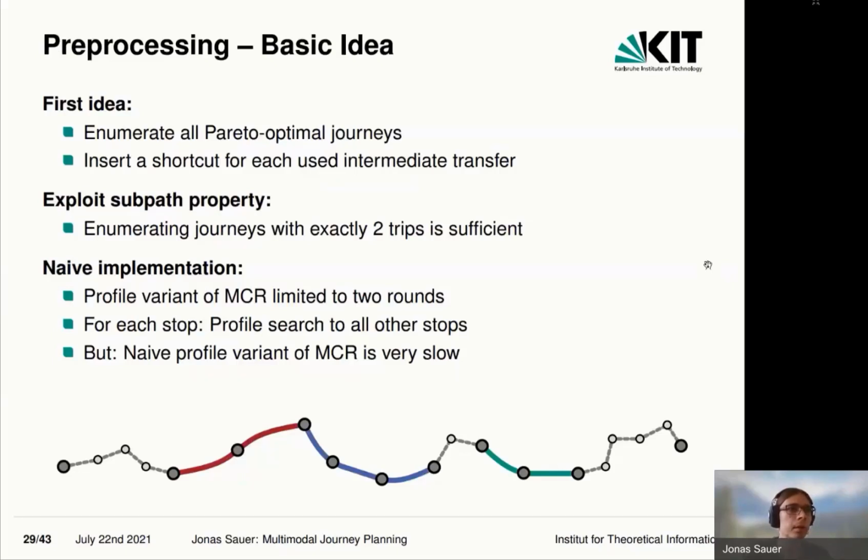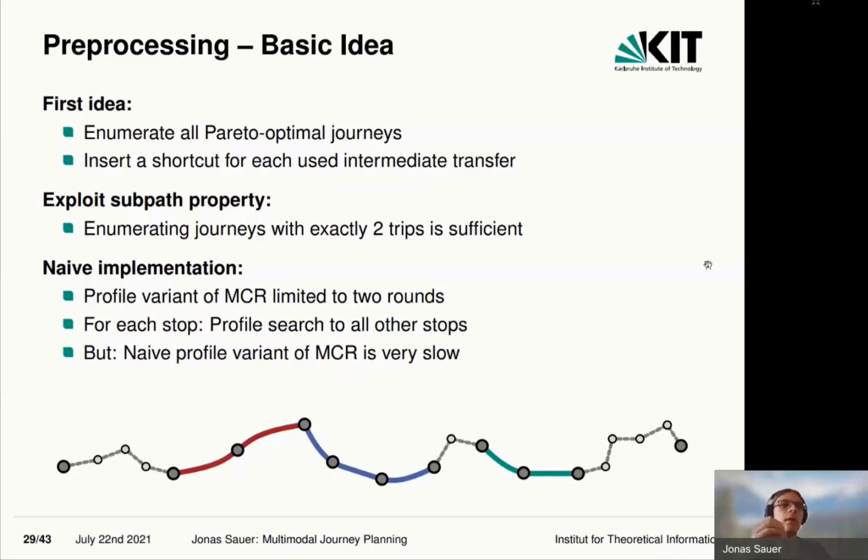So if we do it very naively, we would enumerate all Pareto optimal journeys in the entire network for all possible source and target vertices and for all possible departure times. And then for each Pareto optimal journey, we could insert a shortcut every time it uses an intermediate transfer. Now, obviously, enumerating all Pareto optimal journeys in the entire network is very expensive. So we don't want to do that.